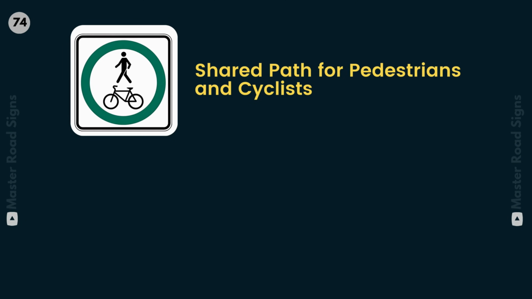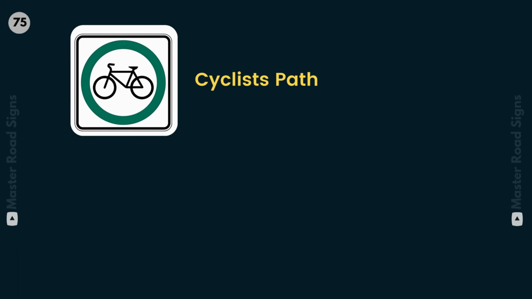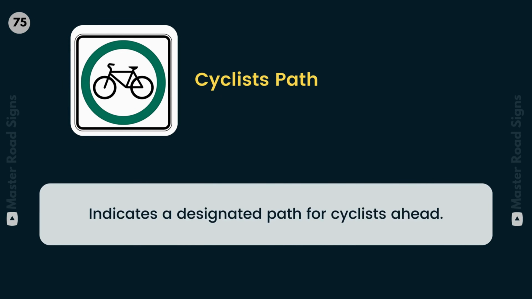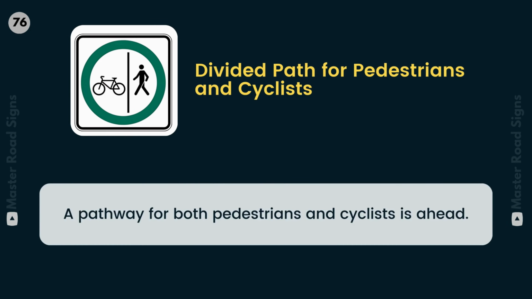Shared path for pedestrians and cyclists. A pathway shared by both pedestrians and cyclists. Cyclist's path sign indicates a designated path for cyclists ahead. Divided path for pedestrians and cyclists. A pathway for both pedestrians and cyclists is ahead.